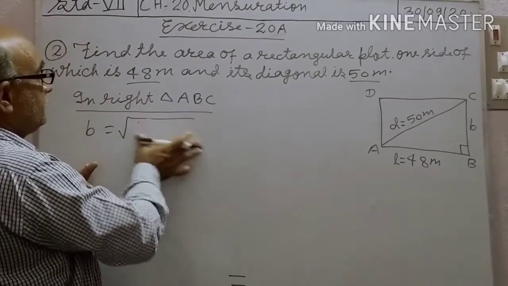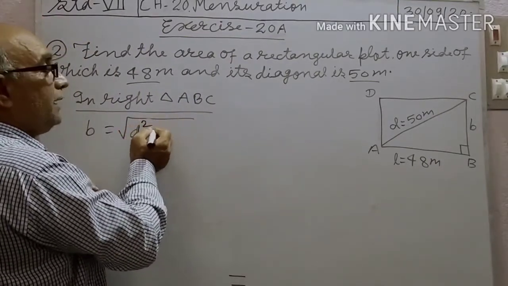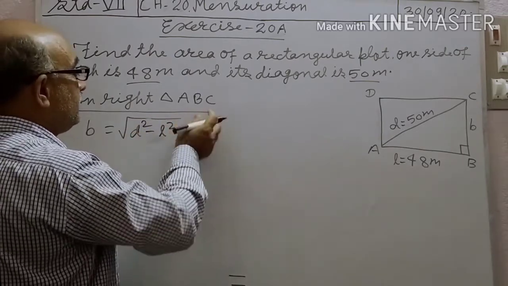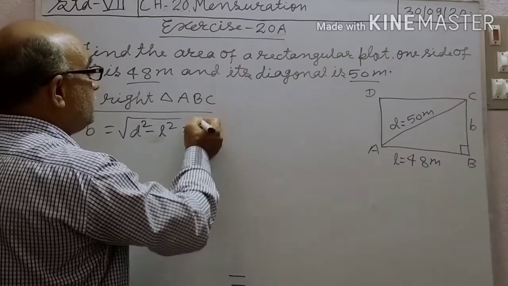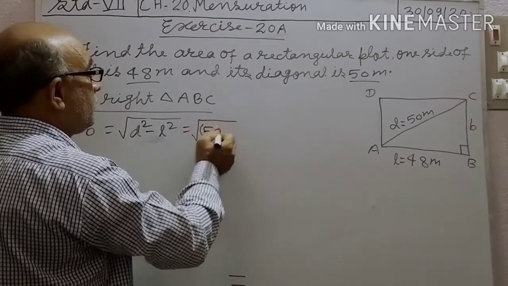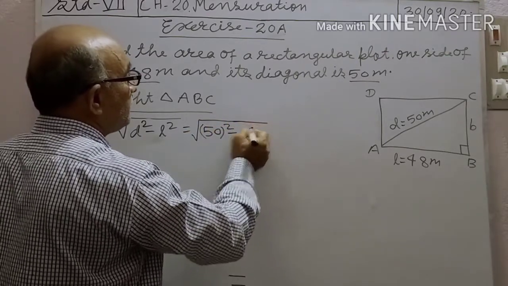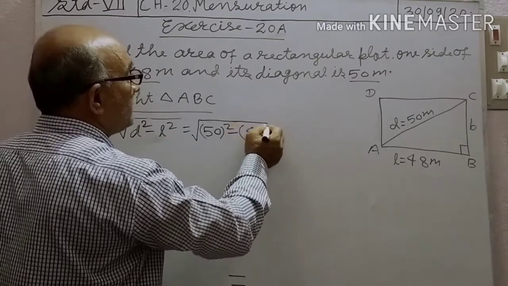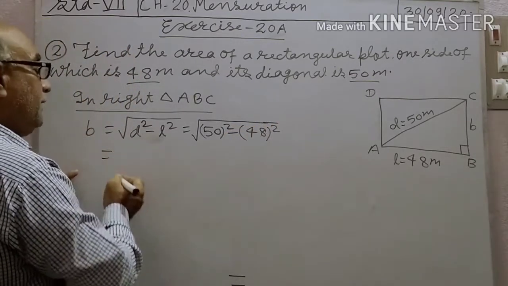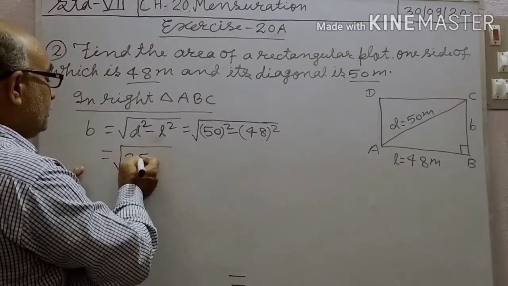Sorry. The longest side is the diagonal, the hypotenuse. So diagonal square minus L square equal to 50 square minus 48 square. That implies 50 square equal to 2500, and 48 square.